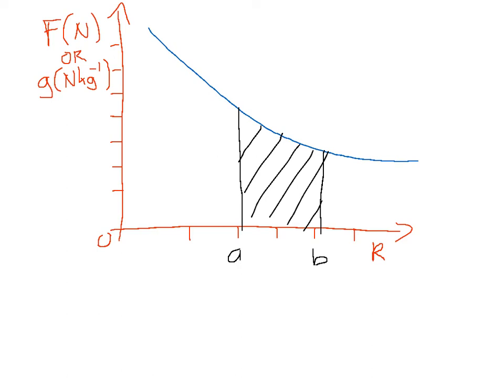If it's not, if it's in newtons per kilogram, as it is here, you'll need to multiply this area by the mass of the object. So this area will tell you either the kinetic energy gained or lost, or the gravitational potential energy gained or lost, and then from kinetic energy you can even work out the velocity that's been gained or lost.